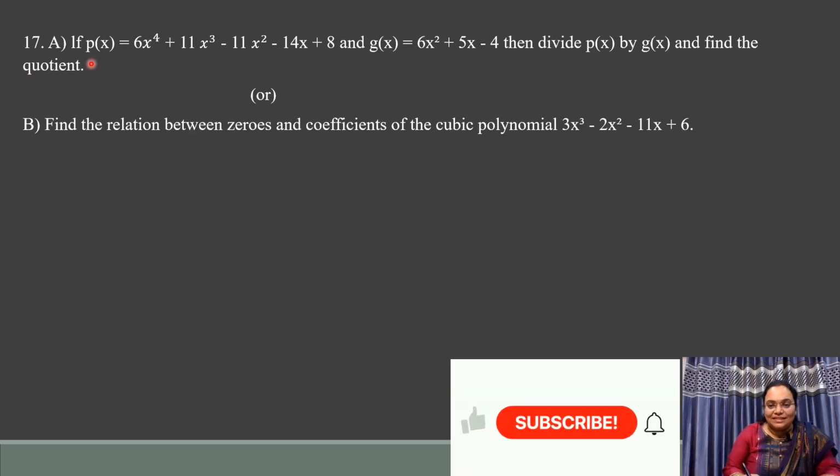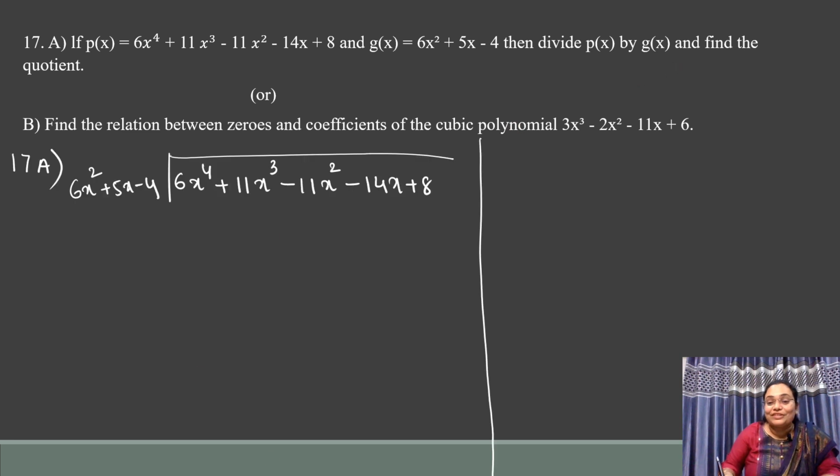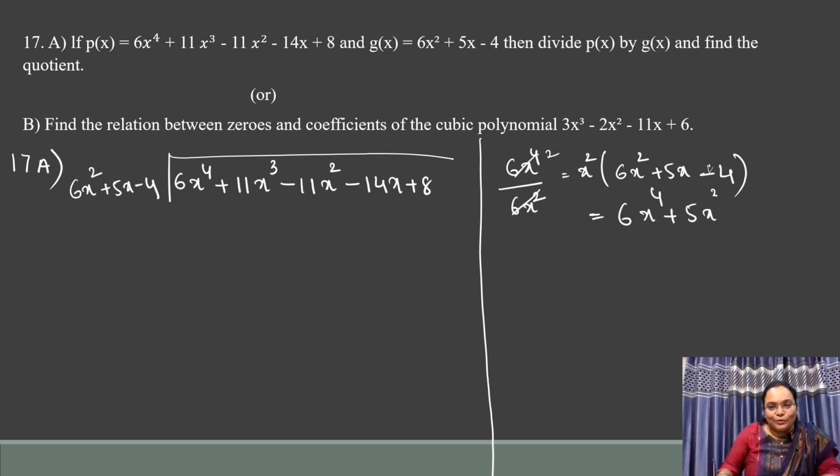Now we will solve the 17th one. So they have given us two polynomials. We need to divide p of x by g of x. Okay, so how do we do this? We need to divide the first term of p of x with the first term of g of x, which gives you x square. Then you multiply it with g of x, 6x square plus 5x minus 4, which is 6x power 4 plus 5x cube minus 4x square.